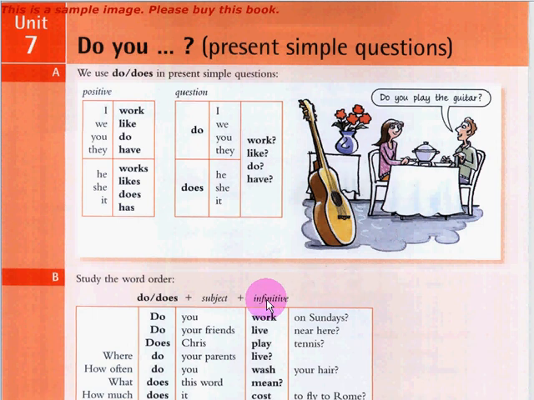Now let's look at these other sentences. Do you work on Sundays? Do your friends live near here? Does Chris play tennis?